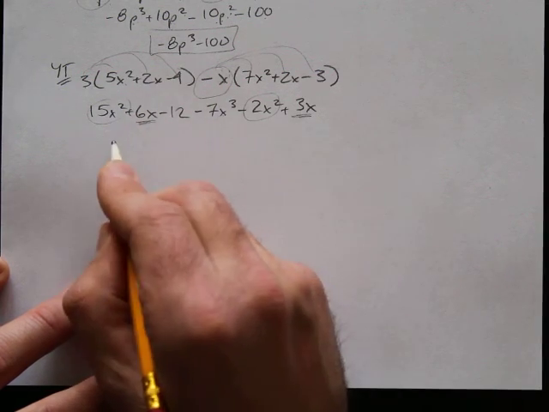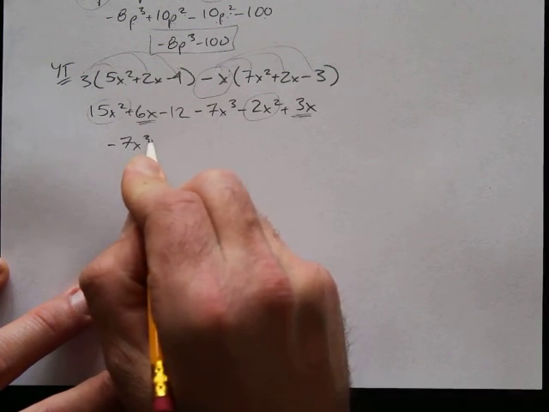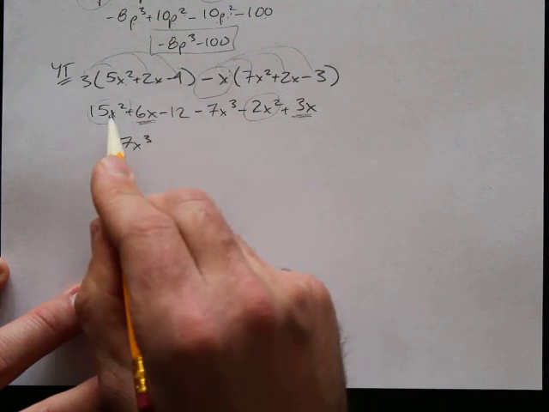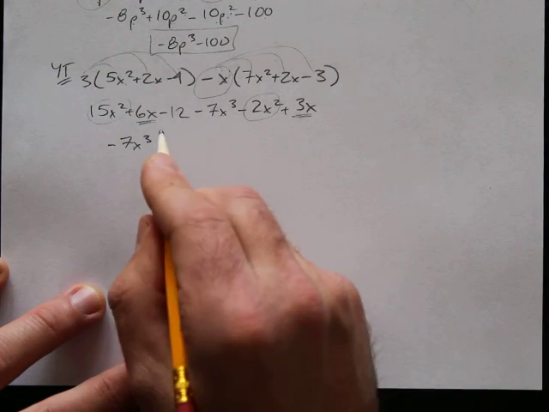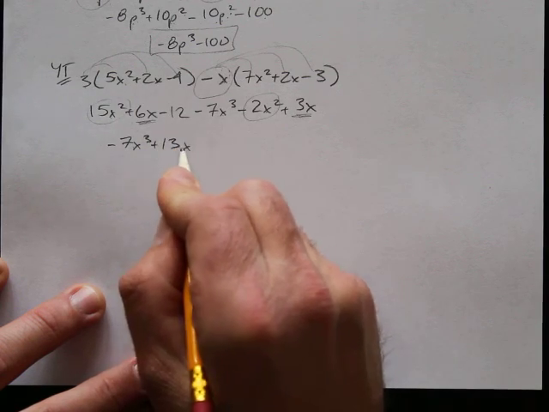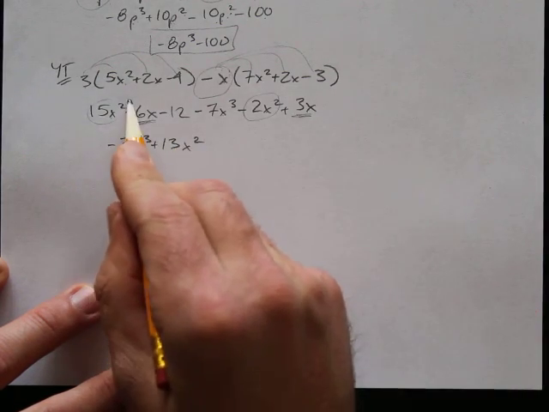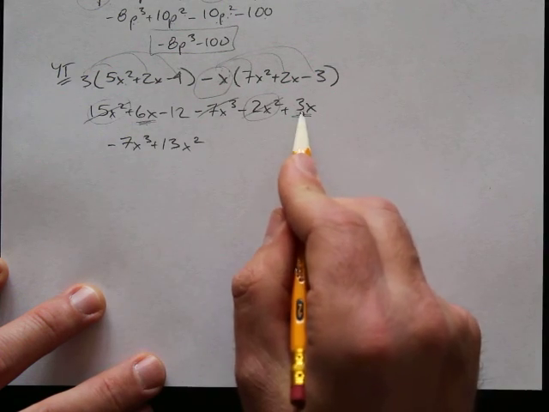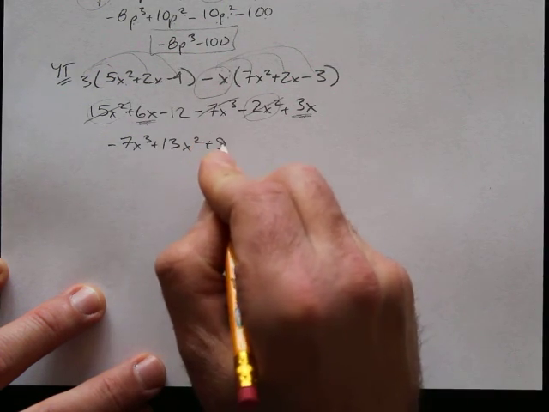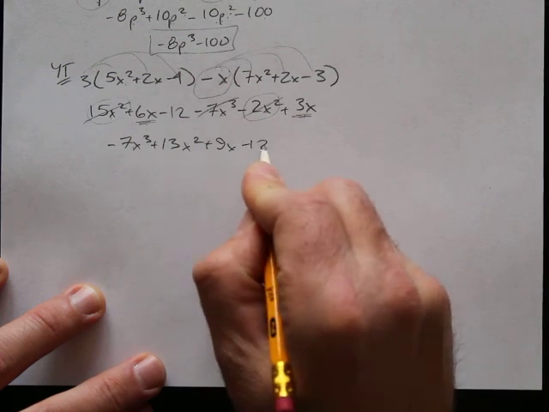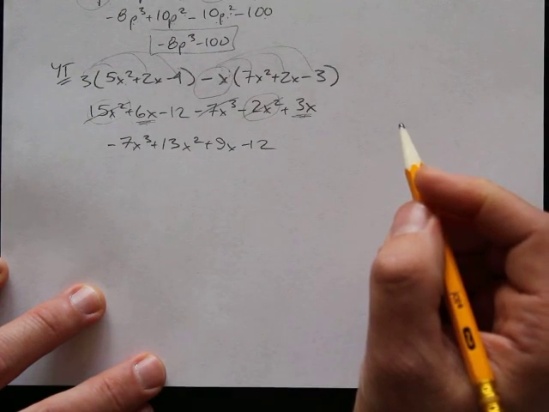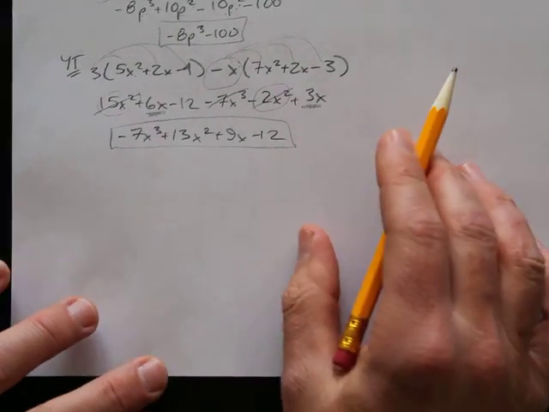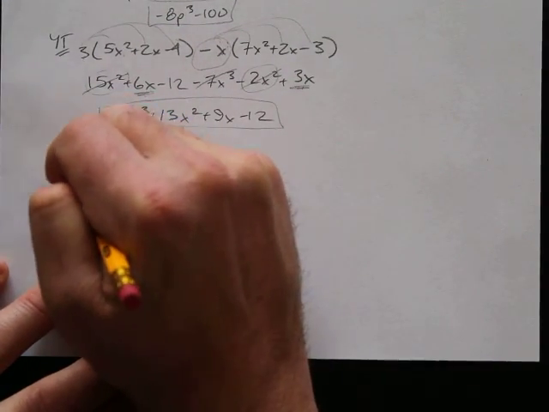So I'm going to rewrite this as negative 7x cubed. My greatest degree is on the left. And then 15x squared minus 2x squared, that's plus 13x squared. And so I'm going to cross these off here. And then I've got positive 6x, positive 3x, positive 9x, minus 12 is what's left over. And that is my polynomial. Let's have you guys do one more.